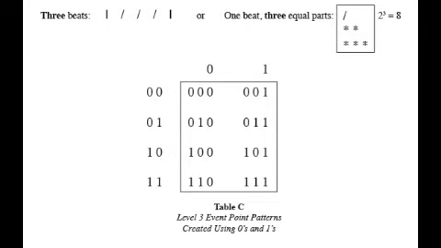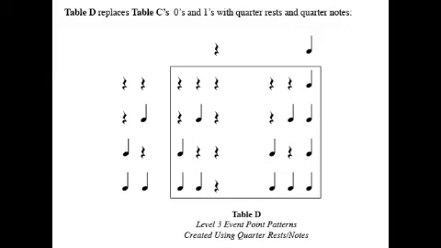In table C, you can see that we take the 4 possible combinations from the previous tables, line them up vertically, and then add a 0 and a 1 to each of the combinations. Then we replace zeros with rests and ones with notes, and we create the 8 event point patterns that are possible for event point level 3.